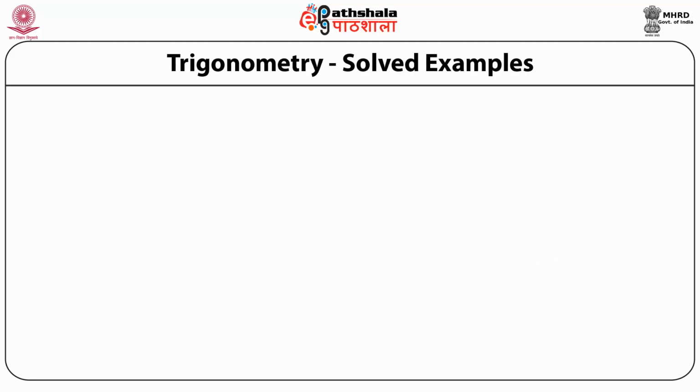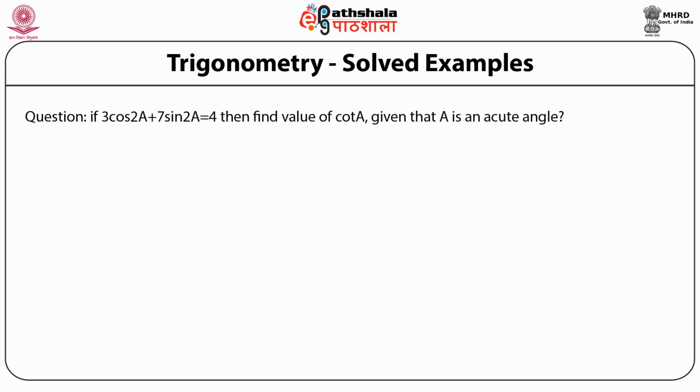We are going to see the last example. The question is, if 3 times cos squared a plus 7 sin squared a is 4, the sum is 4, find the value of cot a given that a is an acute angle. Now let's look into the solution.